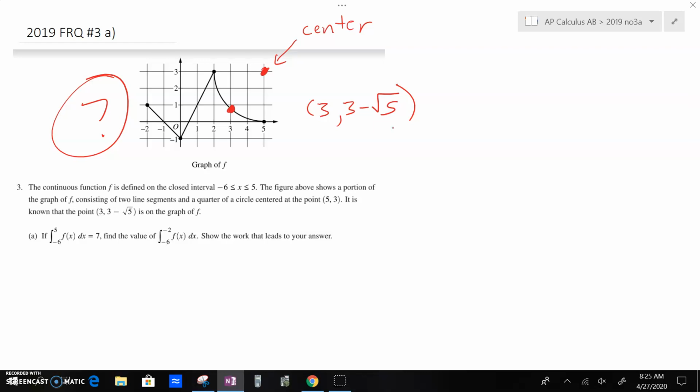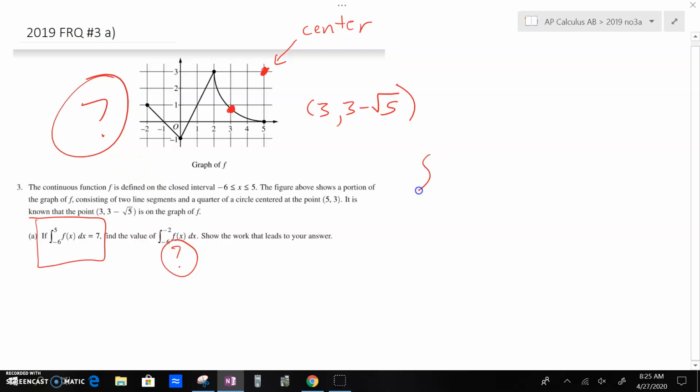So we're going from -6 to 5. We're told the area is 7. So that's a given piece of information. And that means this question mark plus all of this space is 7. And then they're asking us to find the area from -6 to -2. In other words, the question mark space. So this is that unknown space over there.